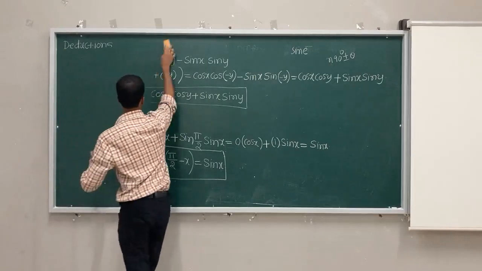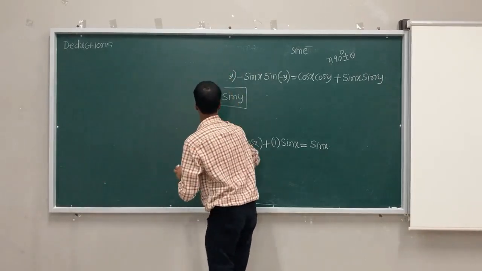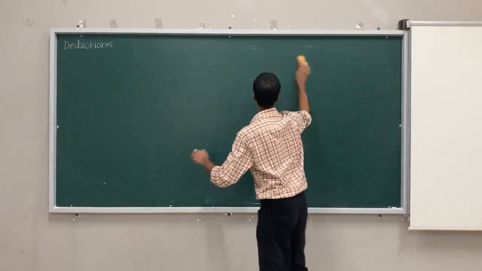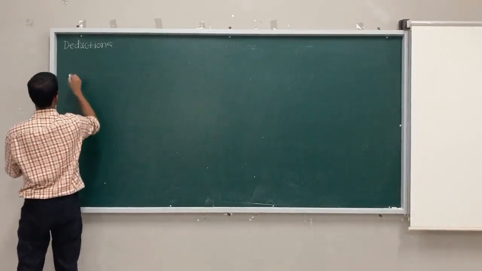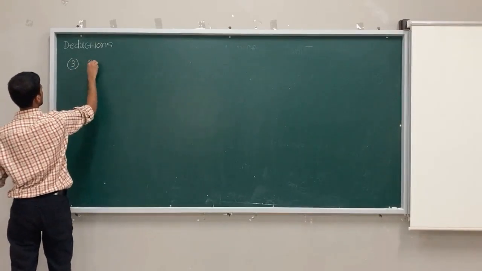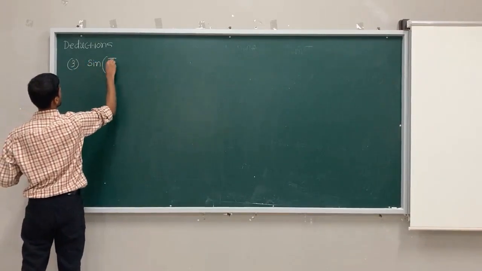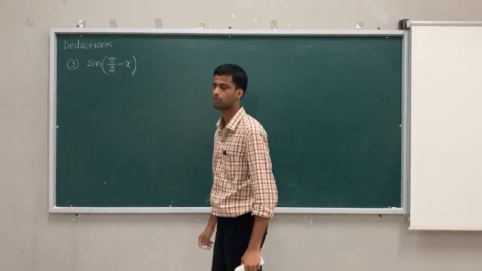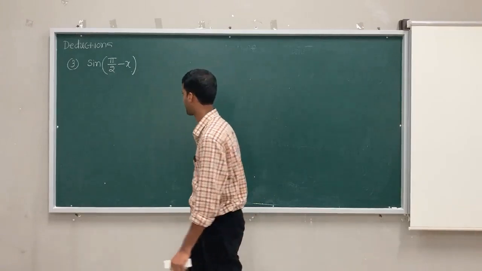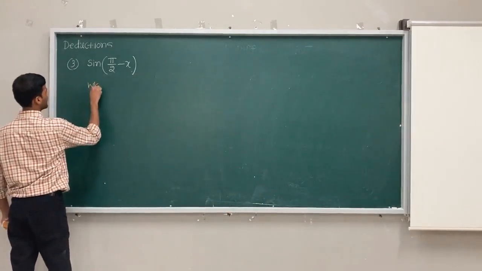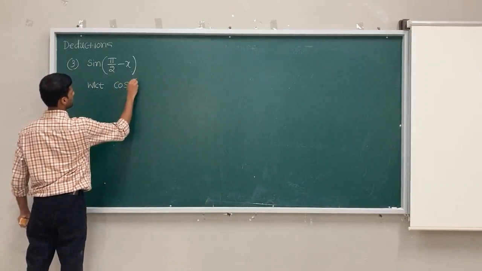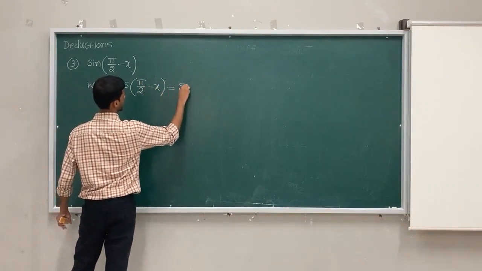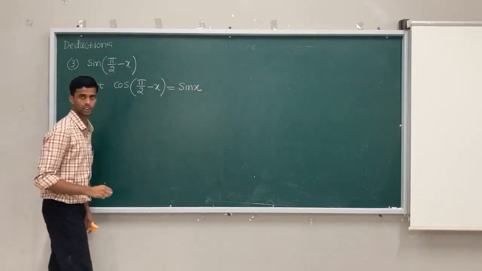Third one. Let me prove sine of pi by 2 minus x. So number 3: I need to find sine of pi by 2 minus x. What is the answer? We know that cos of pi by 2 minus x is equal to sin x. We just proved this.